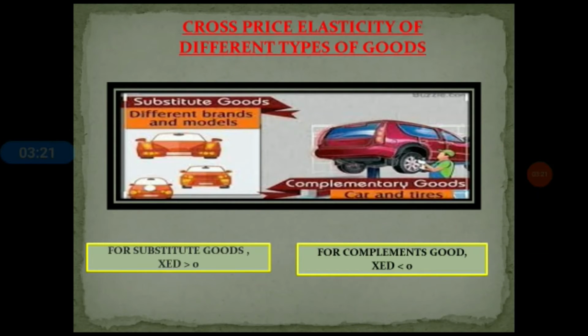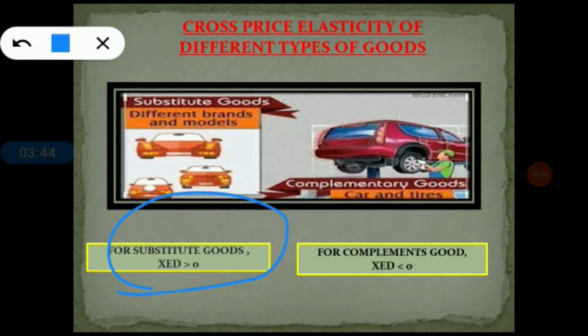So here this is the example of substitute goods and complementary goods. Different brands and models. So soda and cold drink both are different brands, and that's why these two are known as substitute goods. For substitute goods, cross price elasticity is positive.